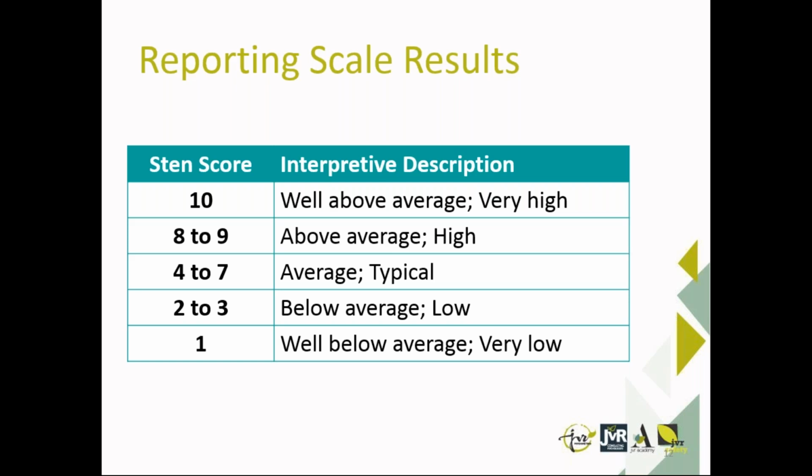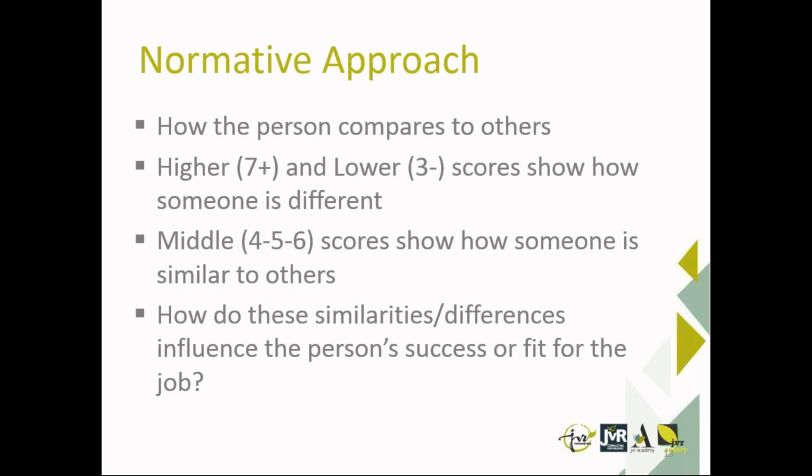A score from 2 to 3 would be considered below average or low. Scores between 4 and 7 would be viewed as average or typical. Any score of 8 or 9 would be considered above average or high, whereas a score of 10 would be considered well above average and very high. In comparison to the norm group, scores from 7 and up or from 3 and below show how someone is different to the sample population. Scores ranging from 4 to 6 show how someone is similar to others.